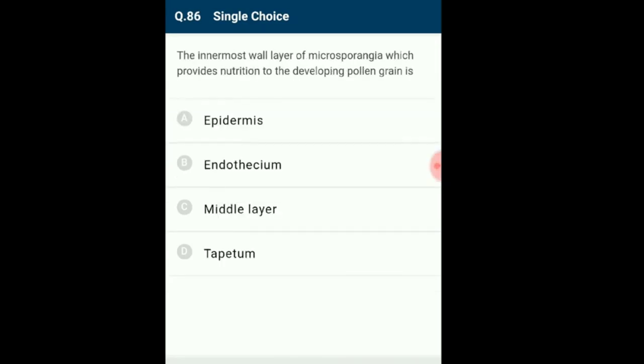Question number 86. The innermost wall layer of microsporangia, which provides nutrition to the developing pollen grain, is... Microsporangia are surrounded by four layered walls: epidermis, endothecium, middle layers, and the innermost, tapetum. Tapetum provides nutrition to the developing microspore mother cells. So the answer is option D, tapetum.